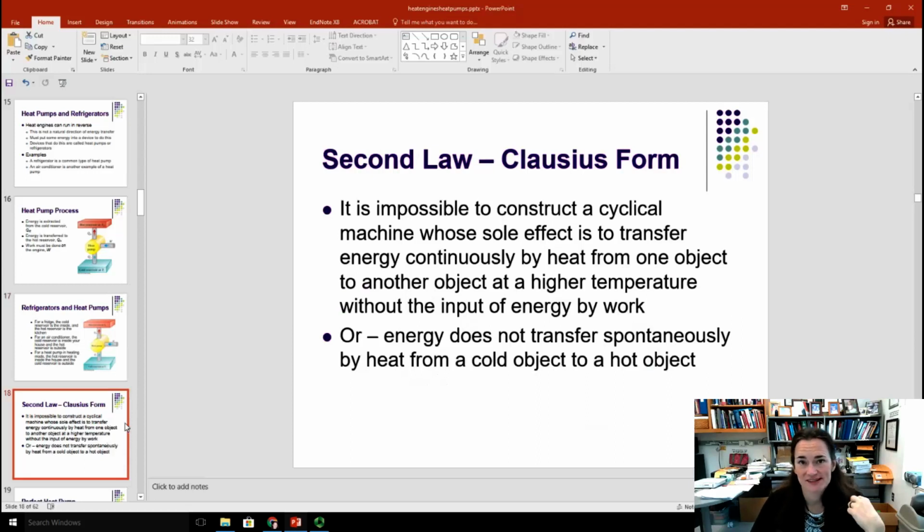Now there's another way to state the second law, and this is called the Clausius form. The second law in this form states that it's impossible to construct a cyclical machine whose sole effect is to transfer energy continuously by heat from one object to another object at a higher temperature without doing work. Okay? So in other words, the work that you supply to the heat pump can't be zero for a heat pump or refrigerator. It's not possible. Another way to state that is energy doesn't transfer spontaneously by heat from a cold object to a hot object. It's not going to happen. Okay?